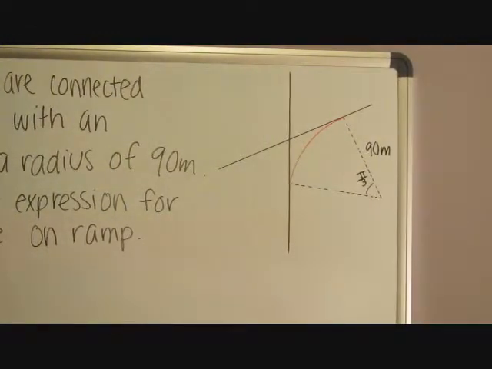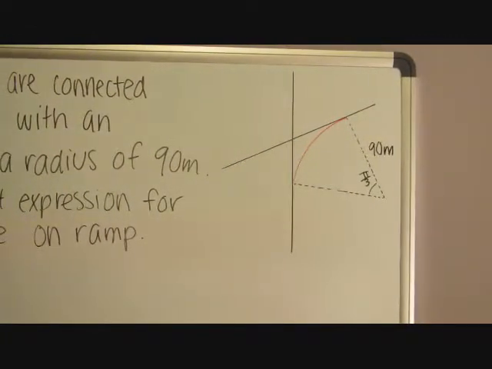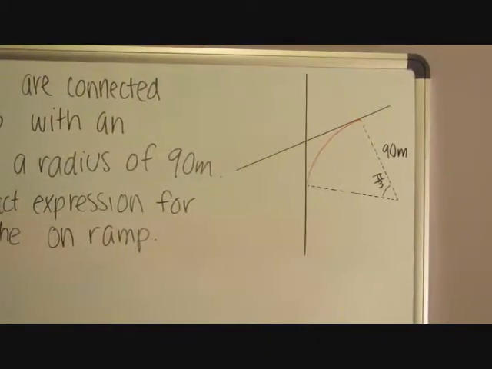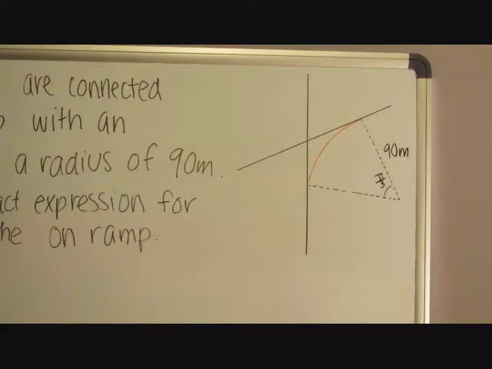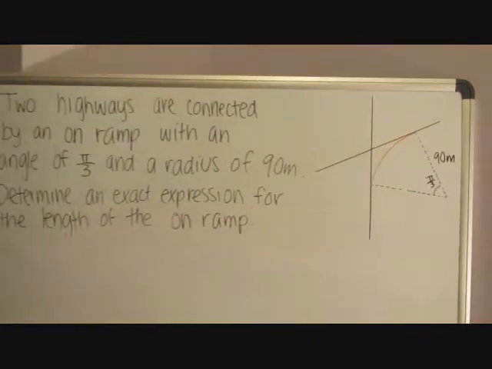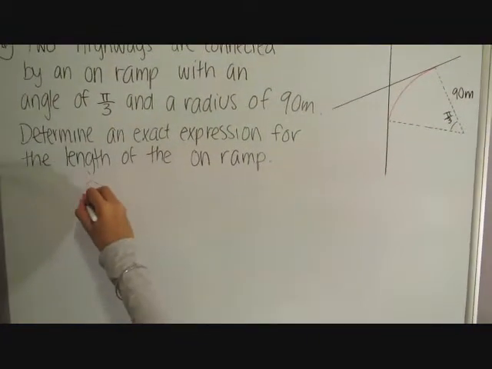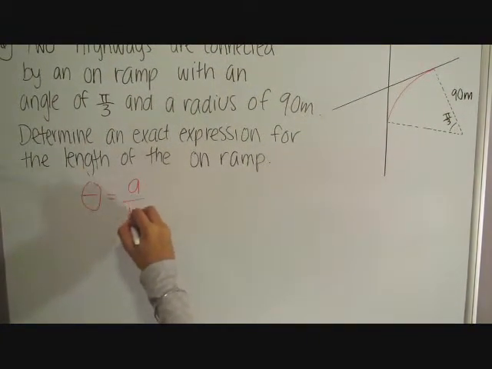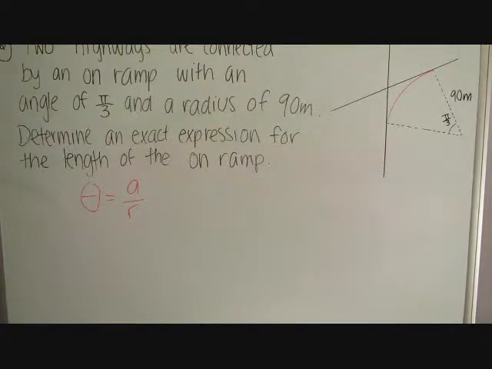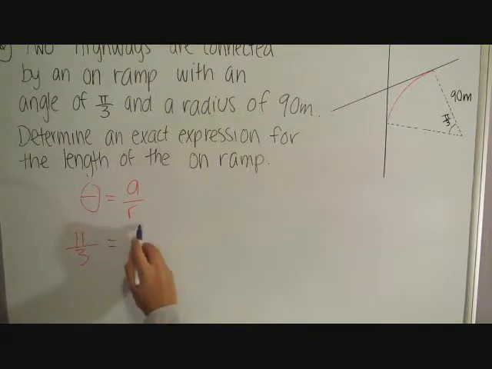So the black lines are the two highways. The red line is the arc length that we have to figure out, so it's the on-ramp. And pi over 3 is the angle, and its radius is 90 meters. So the first thing you need to do is write down the formula, which is theta equals A over R. Theta is the angle measure in radians, A is the arc length, and R is the radius. So here, theta is pi over 3, and arc length is what we're trying to figure out, so that remains A, and the radius is 90.